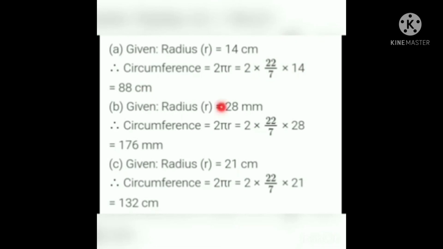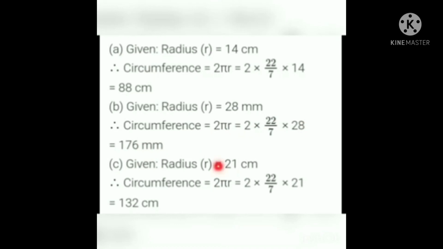Second, radius is given as 28 millimeter. So circumference is equal to 2 pi r. What is it? 2 into 22 by 7 into 28. Here again 7 and 28 are factors. 7 into 4 is 28. So cancelling 7 and 28, you will get 4 here. So 2 into 22 into 4, you will get 176 millimeter.